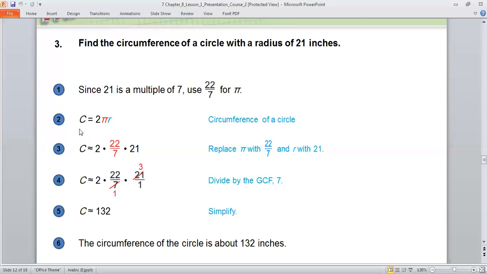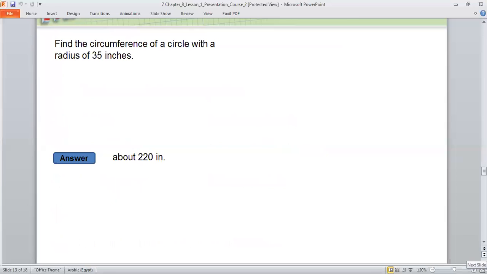So again, I will write the same rule. Circumference is equal to 2 pi r. We will bring 2 as it is, put pi as 22 over 7, and we will put the radius as 35. After that, I have here 7 and 35. I will simplify them together. 35 divided by 7 equals 5. So I will multiply 2 by 22 by 5, not by 3 like before. It gives me the answer 220.